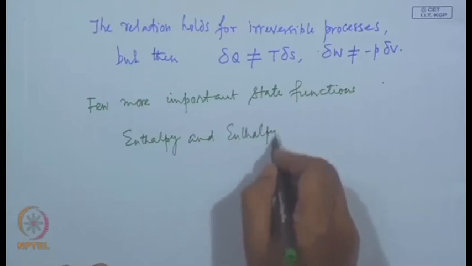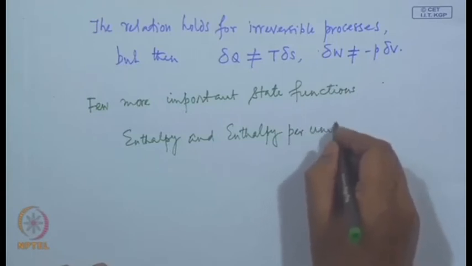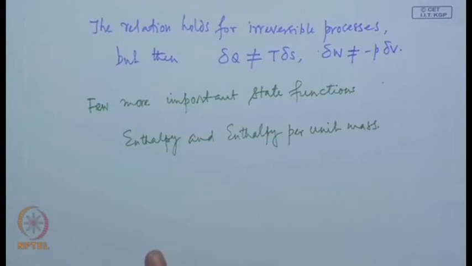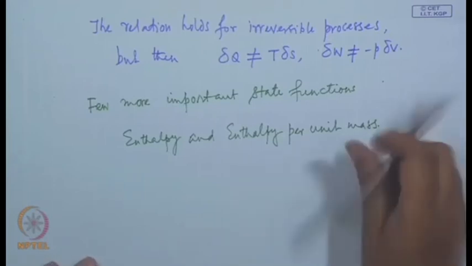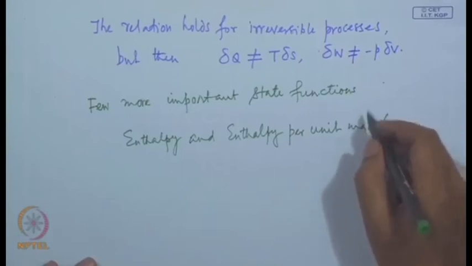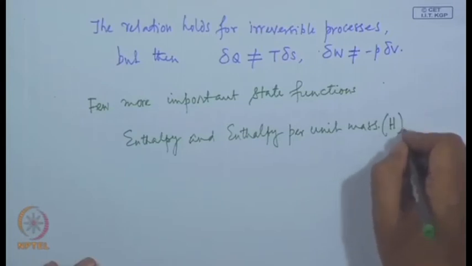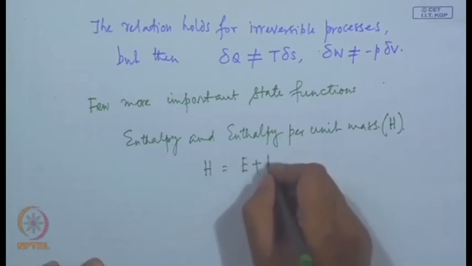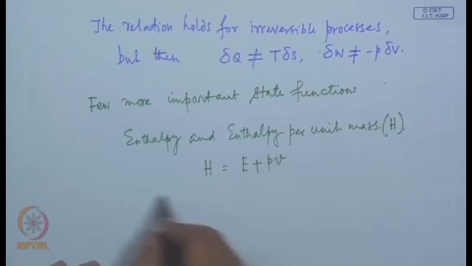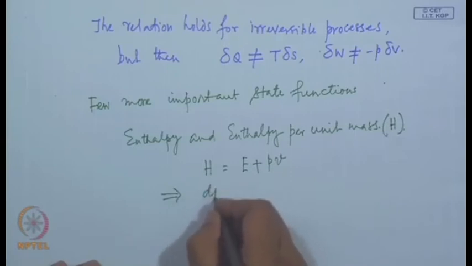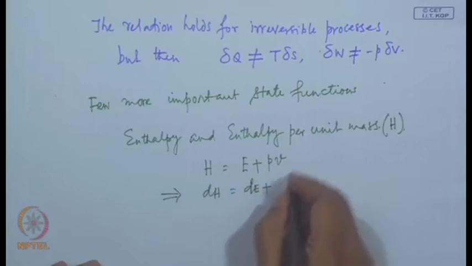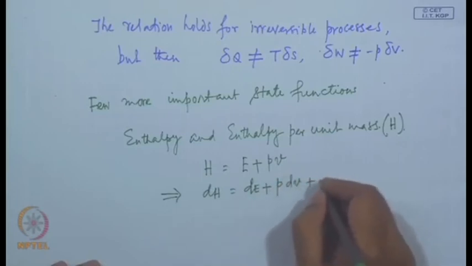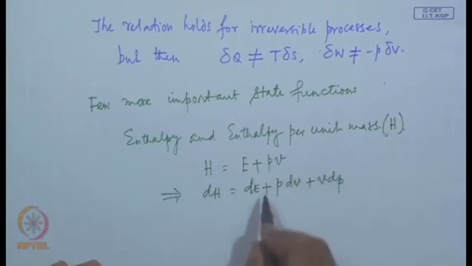enthalpy per unit mass. This enthalpy per unit mass we will denote by H. Since here we are defining all capital letters, let us use a small letter. So, this h is defined as E plus P v, which gives in the differential form dh is dE plus P dv plus v dP, and we have already seen that dE plus P dv is T dS.